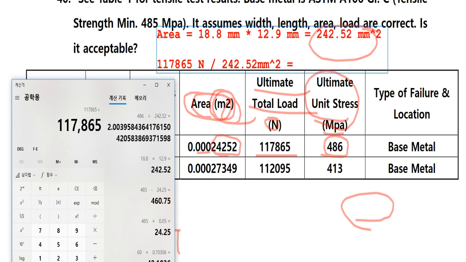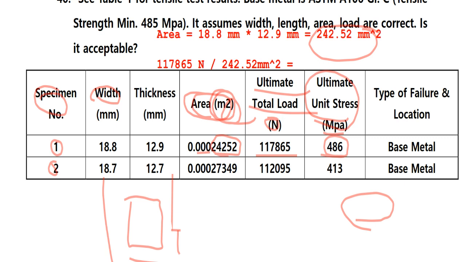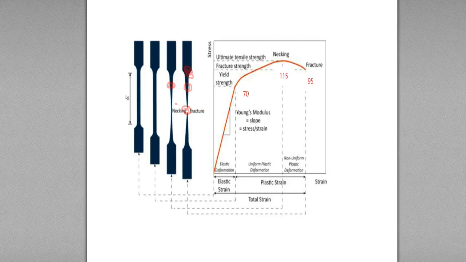117,865 divided by 242.52 is 486. So this is 486 MPa. So tensile strength unit stress is 486, and the type of failure at the location is base metal. What it means is we apply the tensile strength test for the reduced section specimen, and the fracture point is here, base metal.